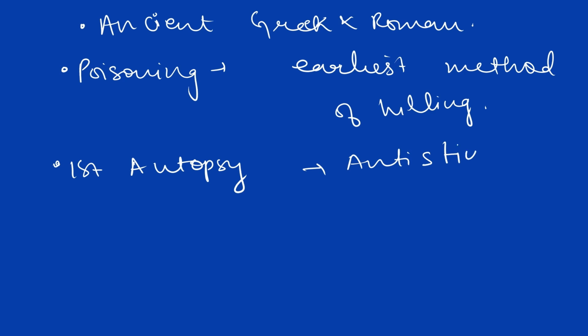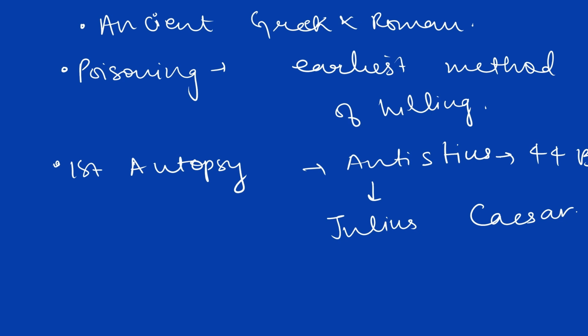Now if we talk about the first recorded autopsy, it was conducted by the Roman physician Antistius in 44 BC, and it was done on the body of the king Julius Caesar. So Julius Caesar was killed, and when the conclusion was drawn, it was thought that the king was stabbed 23 times, but only one wound that was through his chest caused his death.